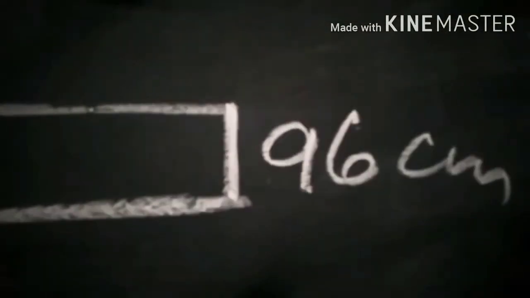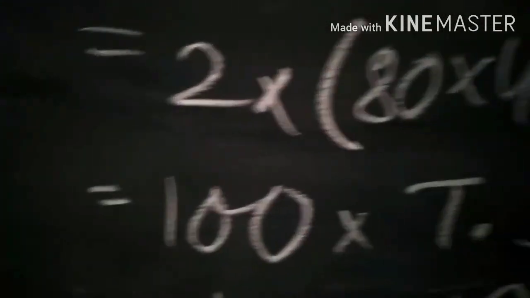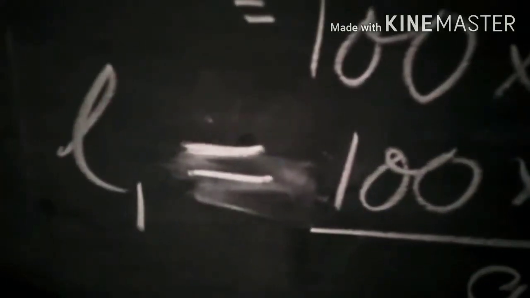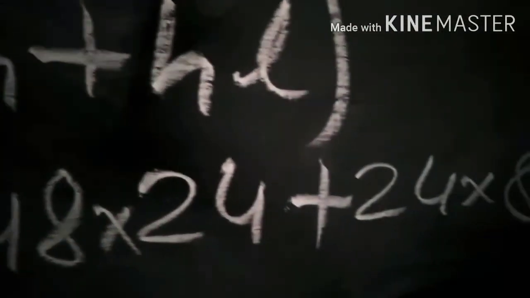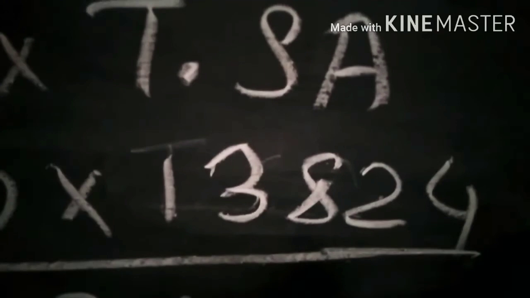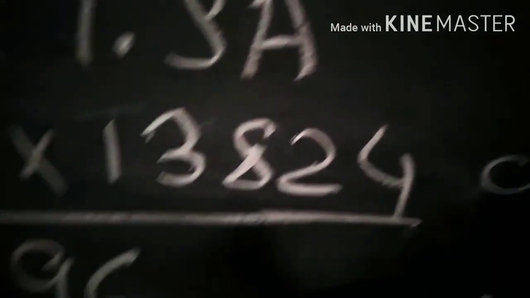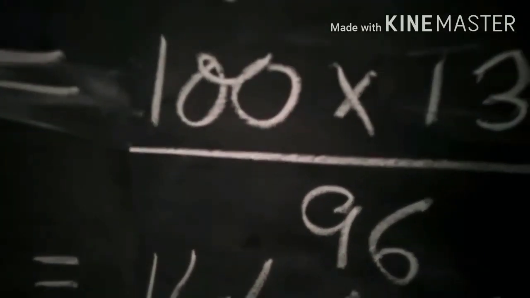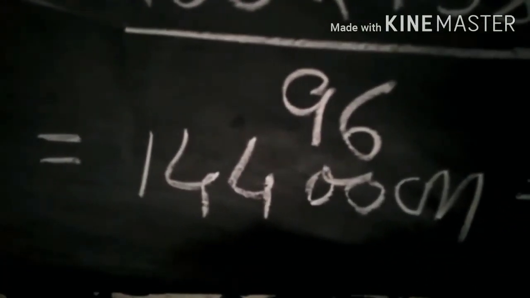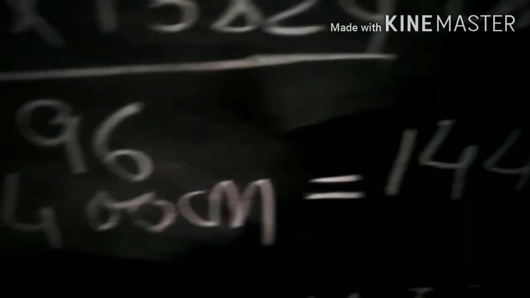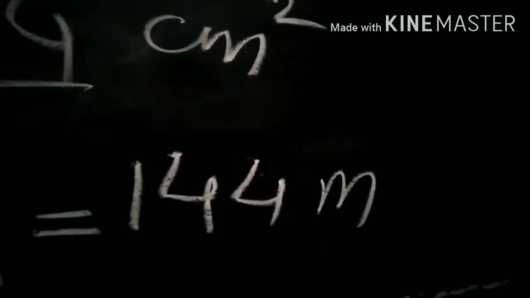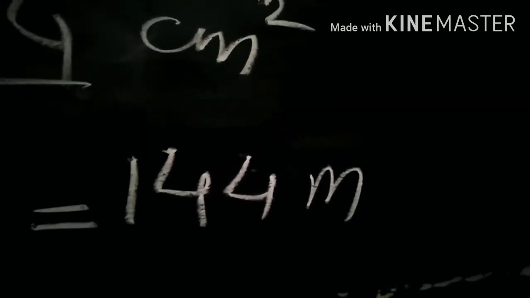Suppose the length is L1, then L1 into 96, the area of that cloth, is equal to the area of our 100 covers. So that is equal to 100 into, on calculation, 13824 centimeter square. This upon 96 gives the length, which is 14,400 centimeter. Converting this into meter, it is 144 meters. Now in the next video I will be telling you some more questions.